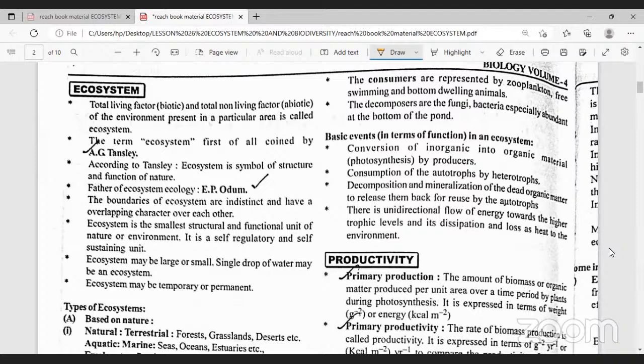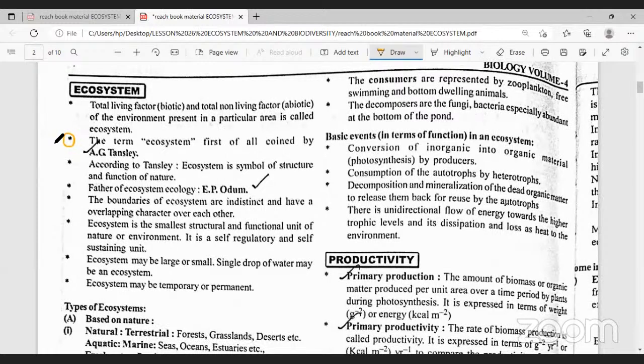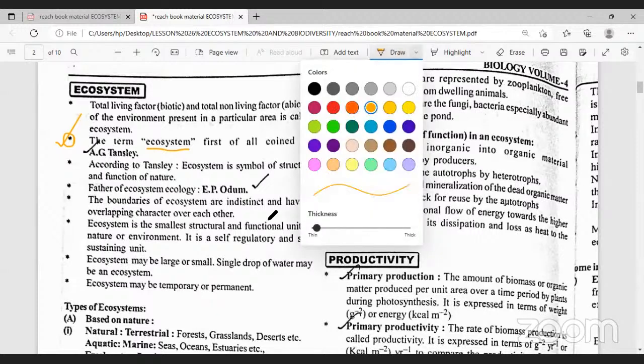The term ecosystem was first coined by the scientist A.G. Tansley. That is very, very important. So sometimes they ask the question in this part. The ecosystem was first coined by A.G. Tansley. Don't forget, my dear student. This is very, very important. Tansley. Okay.